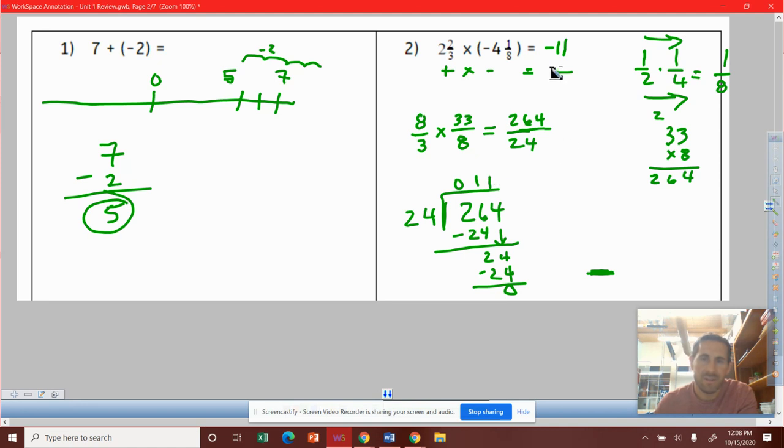The answer is 11. I put negative 11. If you remember, we put our negative sign here. It's negative 11 because we had a positive times a negative.